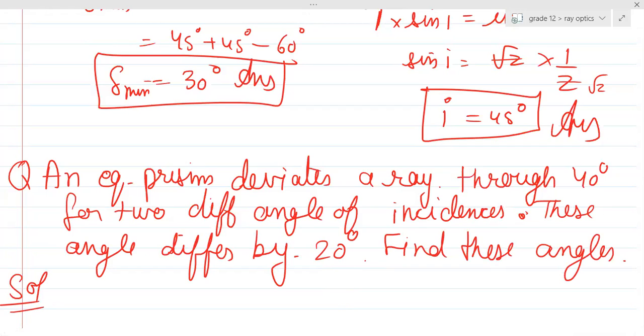Please remember, what was given in the question? Equilateral prism. So angle A is equal to 60.